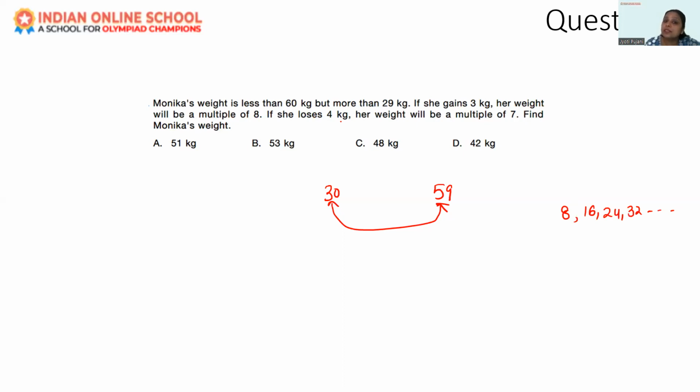Okay, if she loses 4 kg, her weight will be a multiple of 7. Multiple of 7 means 7, 14, 21. It comes in the table of 7. It can be divided by 7 completely. So let's start with the answer options.